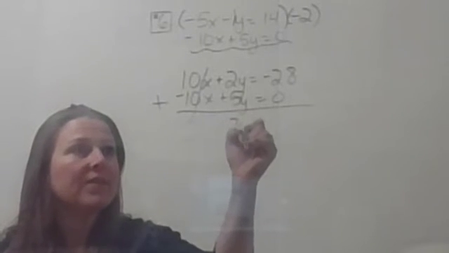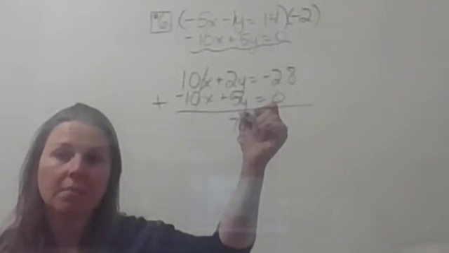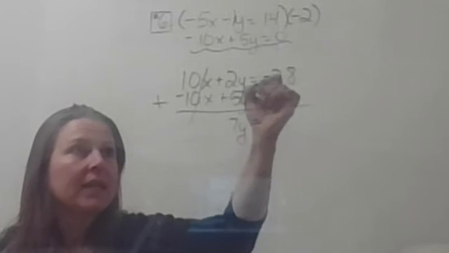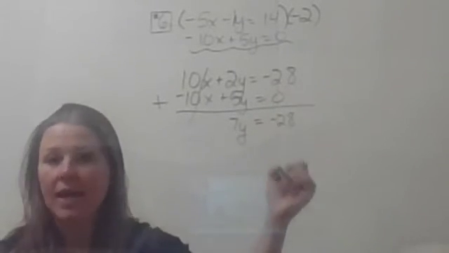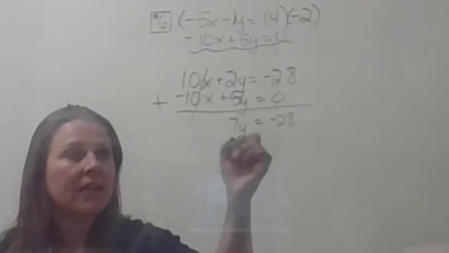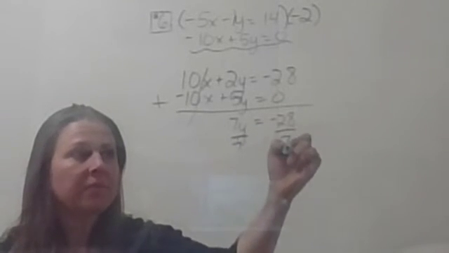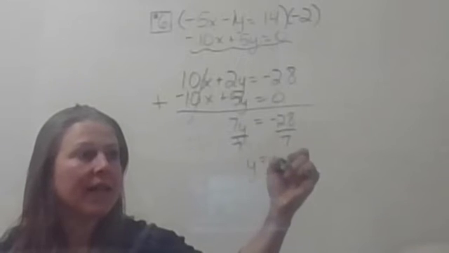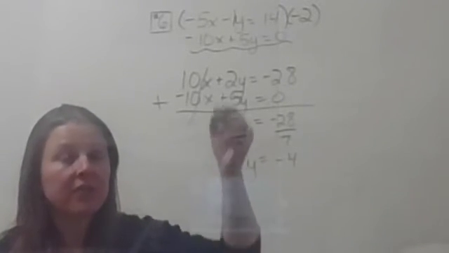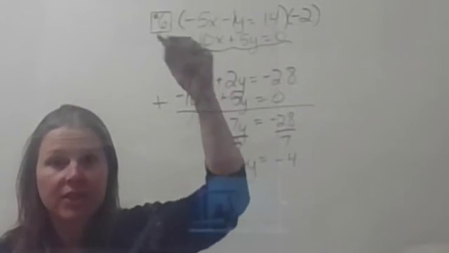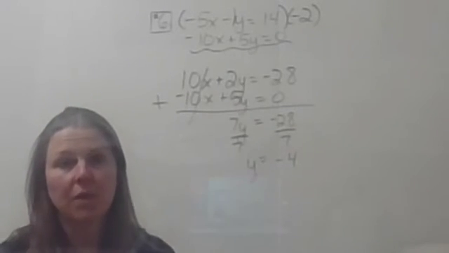So now we have 7y because 2y plus 5y is 7y, equaling negative 28 plus 0. So that's just negative 28. So to solve for y here, you would divide by 7. And y would be negative 4. Now, the solution to a system of linear equations is 1 point. They're going to cross in 1 point.